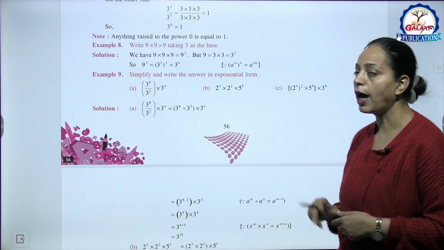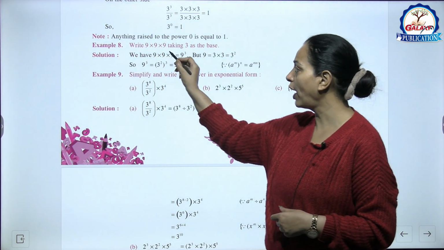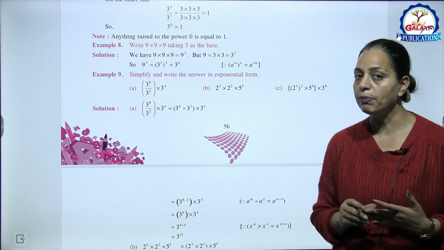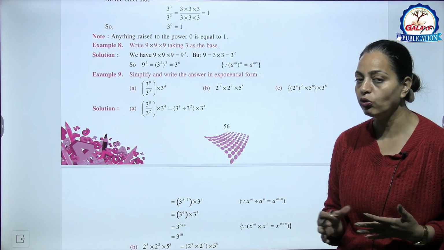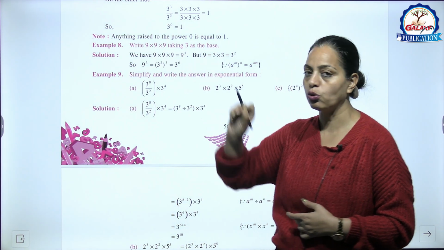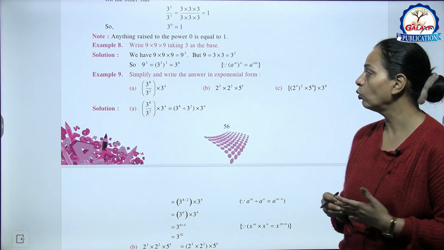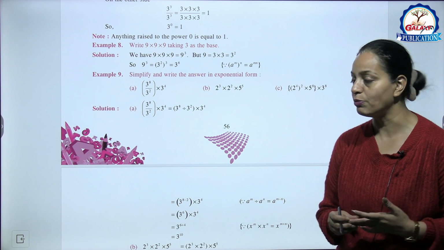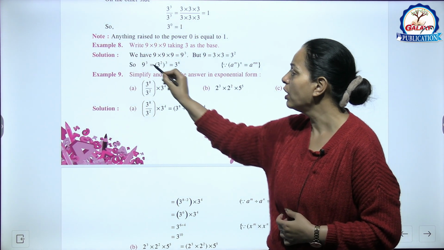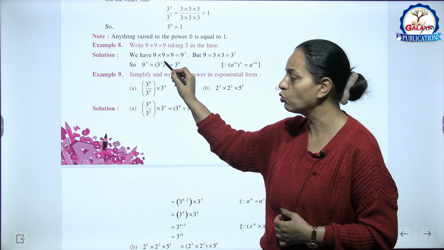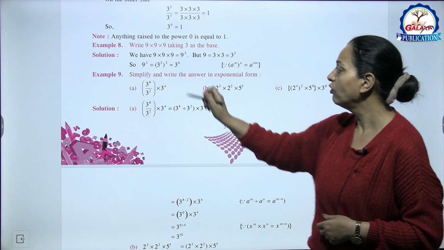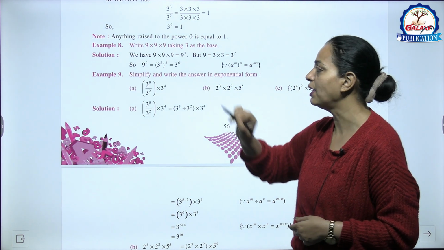Example 8, right? 9 into 9 into 9 taking 3 as the base, यानी 9 को हमें 3 बनाना है. 9 क्या है, 3 into 3, so 9 3 into 3, 3 into 3, 3 into 3, 9 3 times है तो 3 आ जाएगा हमारा 6 times, right? So we can write 3 raised to power 6. और how we can do, 9 cube है, 3 raised to power 2 whole power 3. So now with the help of law we can write 3 raised to power 2 into 3 means 6.